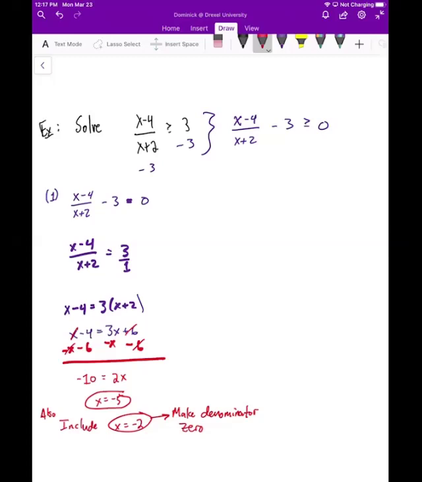Now, my number line will now look like this. So two boundary values of negative 2 and negative 5. Now, negative 5, we're going to give a closed circle for because of our inequality sign containing the equal sign, but negative 2 makes the denominator 0. So we don't have a choice. That has to be an open circle.